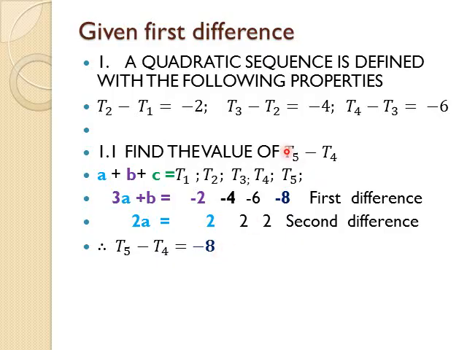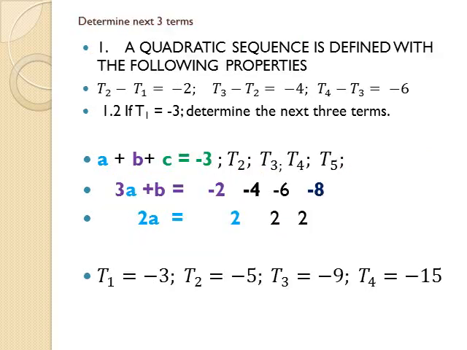So hope you follow. They've given me the first difference, and I had to use it to work out term 5 minus term 4. Now in the second problem, they say if term 1 equals minus 3, determine the next 3 terms. Generally with first difference, we'll give you some term that you will use to find the formula. So I have minus 3 for term 1. The rest is the same.